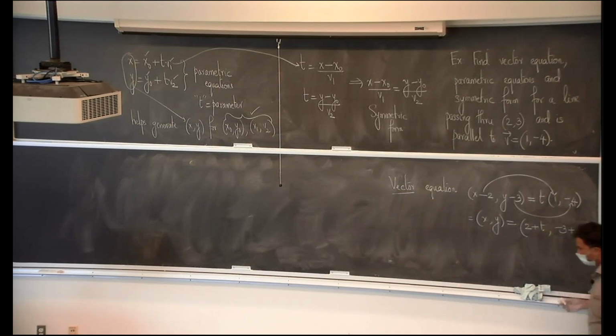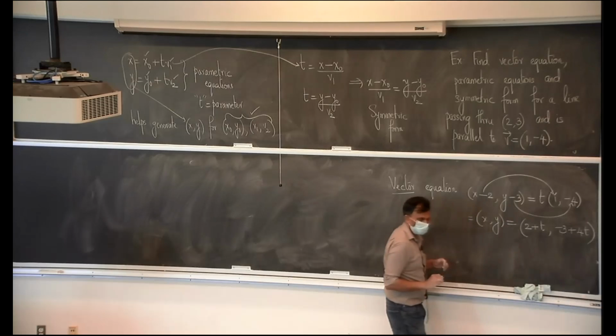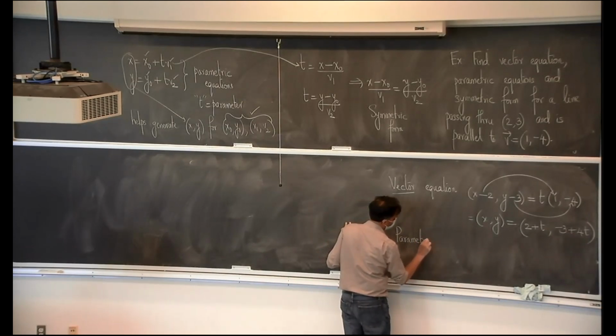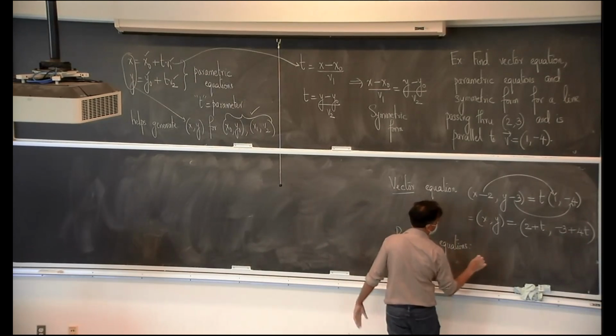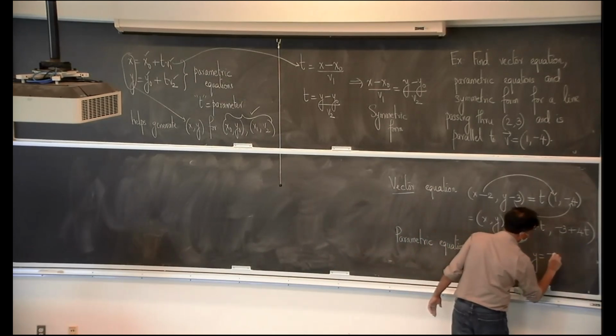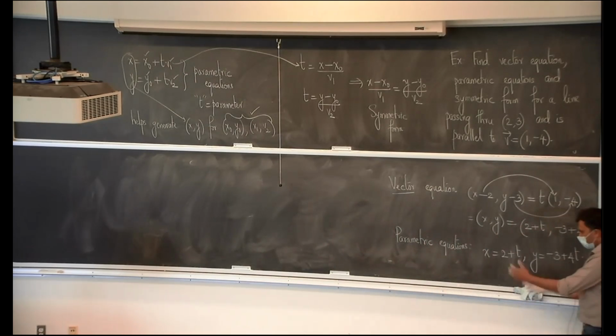But we're almost there, right? The parametric equations are x equal to 2 plus t, y equal to -3 plus 4t. So if somebody is asking you, give me 10 points on the straight line, just sit down and give 10 different values for t. Okay, t equal to 0, 1, 2, 3, 4, 5, 6, 7, 8, 9, 10. You generate 10 points on that line.